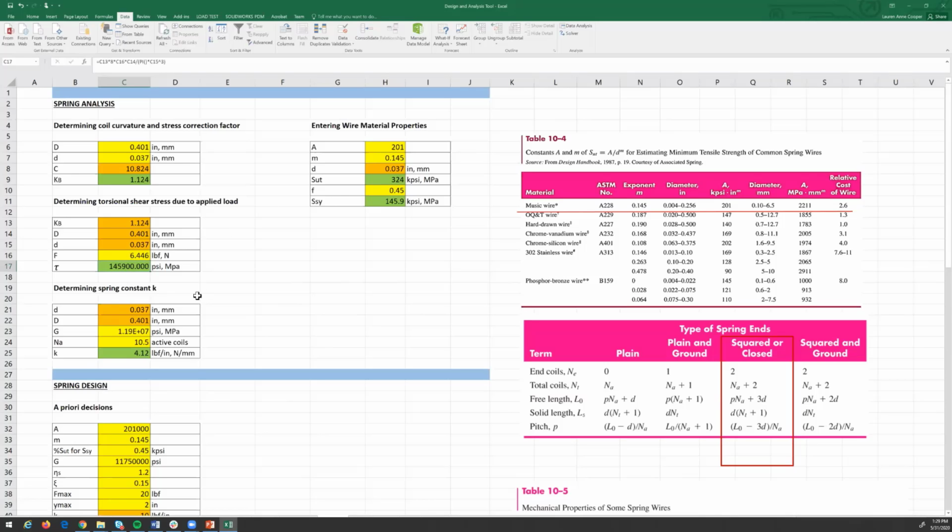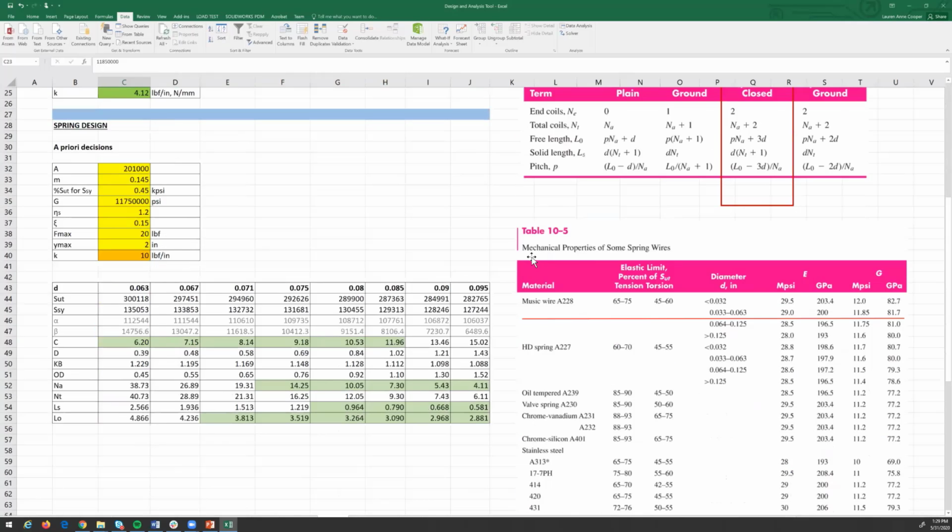Next, determine the scale of the spring, in other words, the spring constant. So again, you need the wire diameter, the mean diameter. You need the modulus of rigidity. So that's table 10.5, and we have music wire. We have a wire diameter that's in between 0.033 and 0.063.